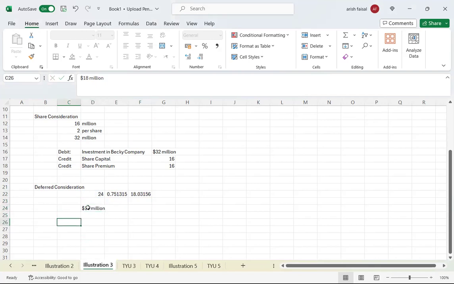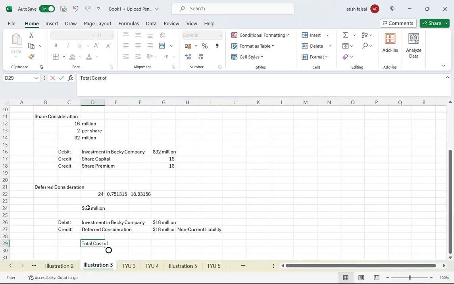Okay. So in this case, the entry will again be debit investment in Becky Company with the amount of 18 million, and credit will be your liability. It's a non-current liability with the name of deferred consideration, 18 million. So you have to record it as your non-current liability. Okay. So the total cost of investment over here will be 50 million.